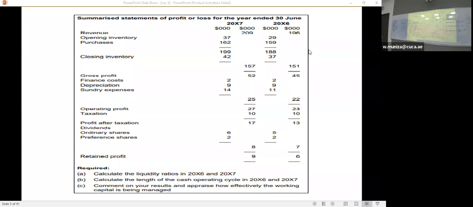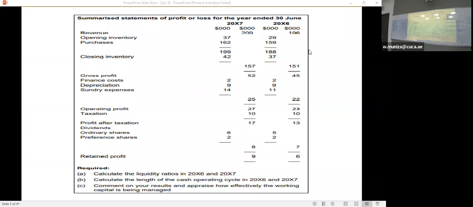Now, my dear students, one more thing you need to comment on is that these ratios are not enough to consider the overall picture. The organization might have to consider the market ratios as well. They have to compare their ratios with their competitors to be very sure whether they are improving or not. Okay, then we are going to calculate the receivables collection period for 2007.